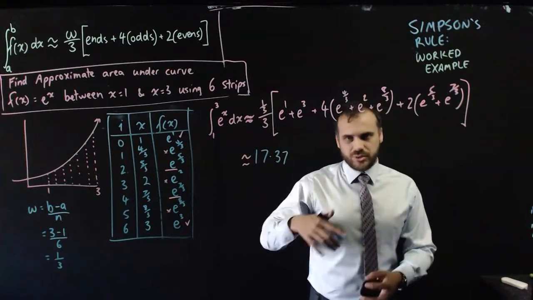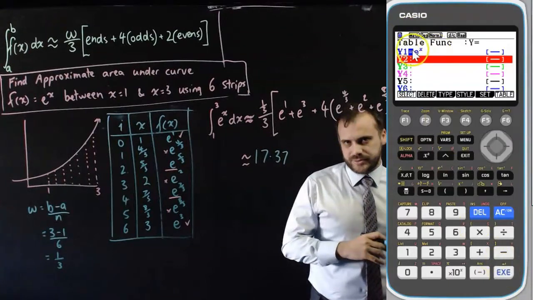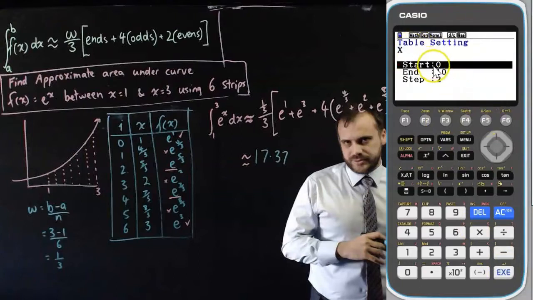I just want to show you how to do it on your calculator a little bit faster. Go into your calculator, it says table here, choose that one. Now I've already typed in the function I want, e to the x. Your next step is to click this set value here. Now we want to start at the value 1 and we want to end at the value 3. And our strip width here was 1/3, and I can type that in as 1 divided by 3.